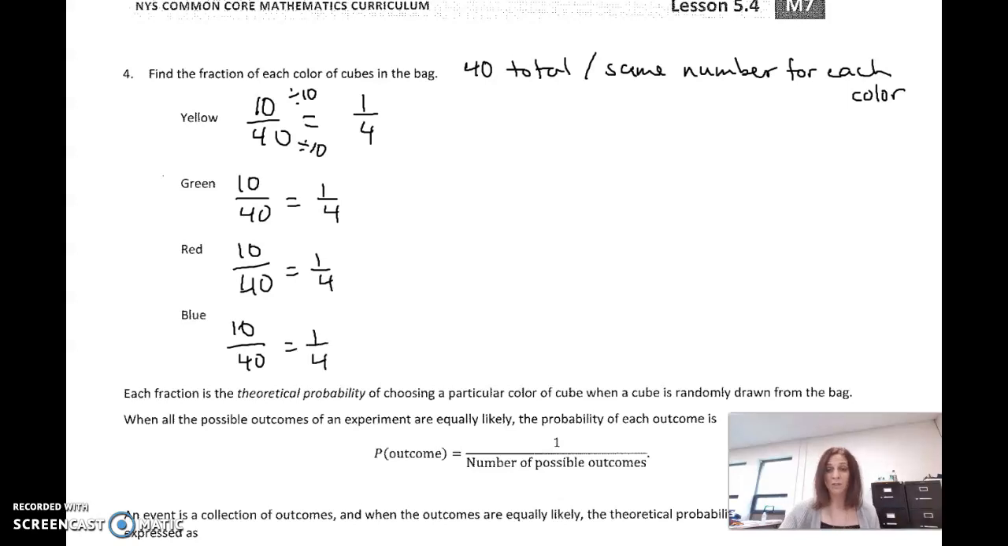Okay. So if we have 40 total and we break this up, theoretically, we would think if we did this experiment 40 times, I would put 10 yellow, 10 green, 10 red, and 10 blue. That doesn't happen in experimental probability. But as we're going to learn in the next video, theoretical probability deals with this chance, with this outcome of having a 1/4 chance of grabbing that color.